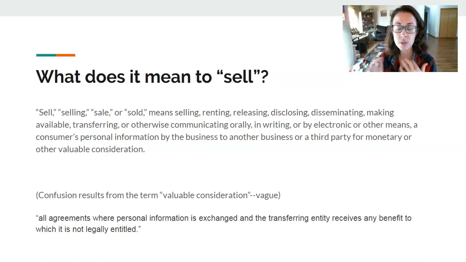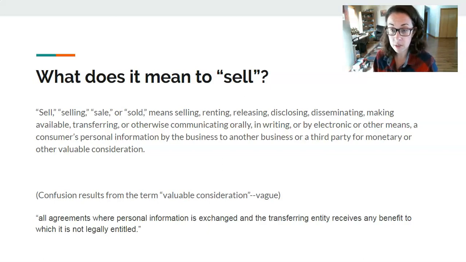So what does it mean to sell that data? People say, oh, well, I use cookies on my website, but I don't sell that data to anyone. I don't get anything for giving that data. Maybe I just give it to someone, but I don't get anything back. I don't get any money. It can mean selling, renting, just releasing. So not necessarily giving it, but just making it available in exchange for monetary or other valuable consideration. And again, the term valuable consideration is something that is fairly vague.